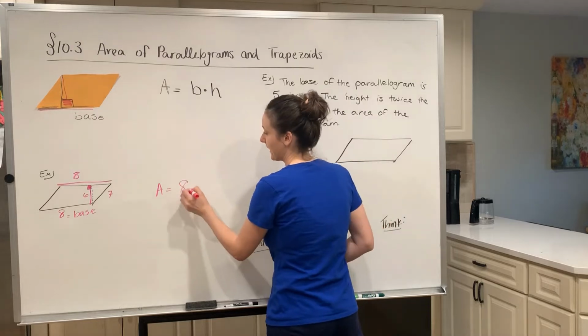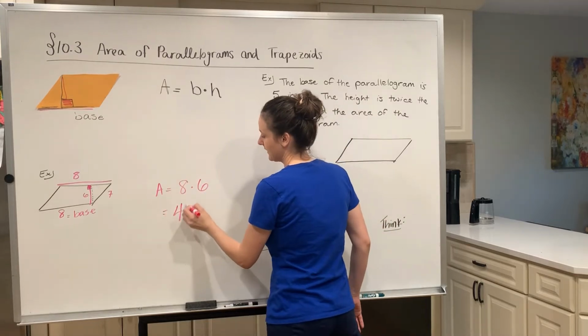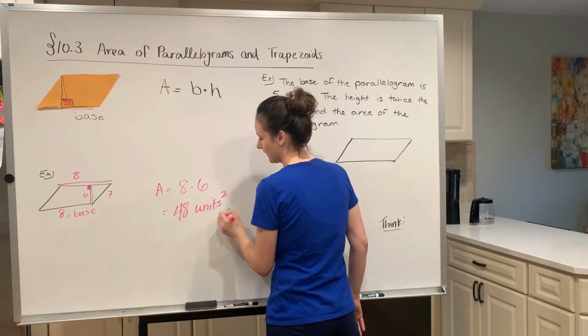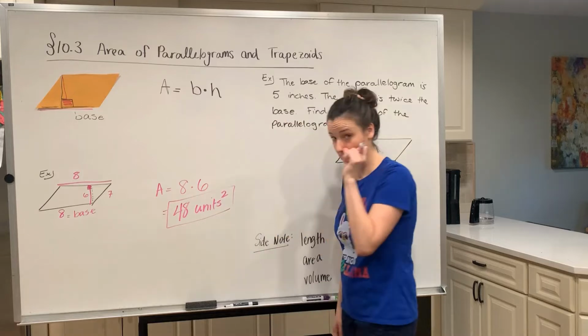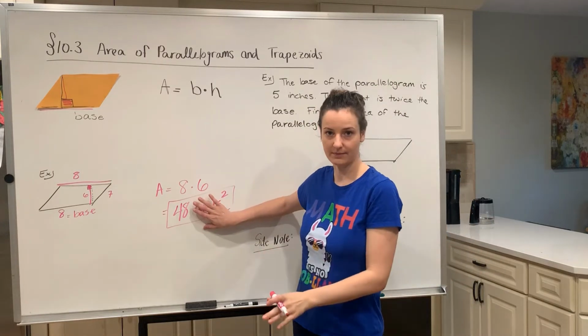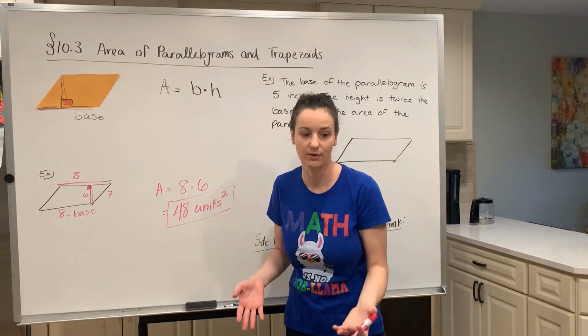So let's multiply 8 times 6. Well, 6 times 8 is 48. So this is 48 units squared. When you enter in your homework assignment, it will just want the number, okay? So do not include units squared or it will mark it wrong.